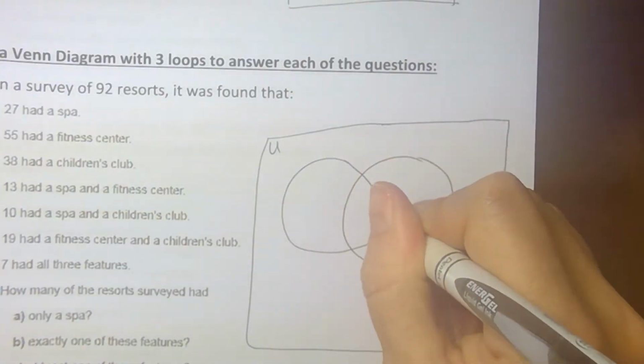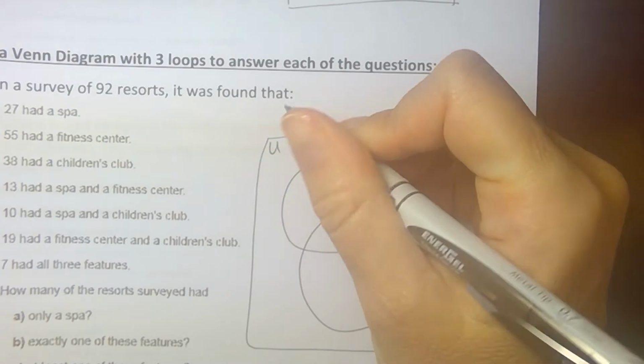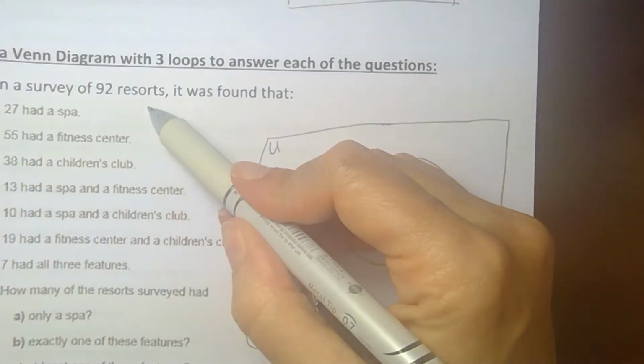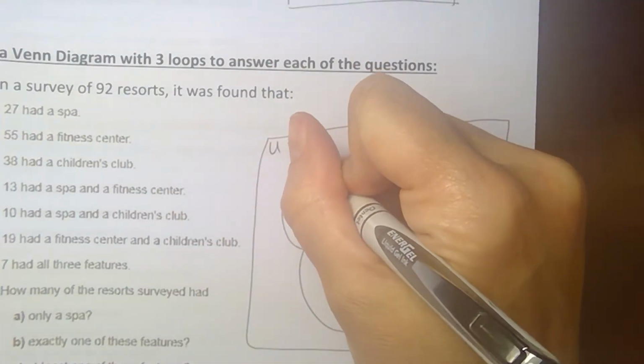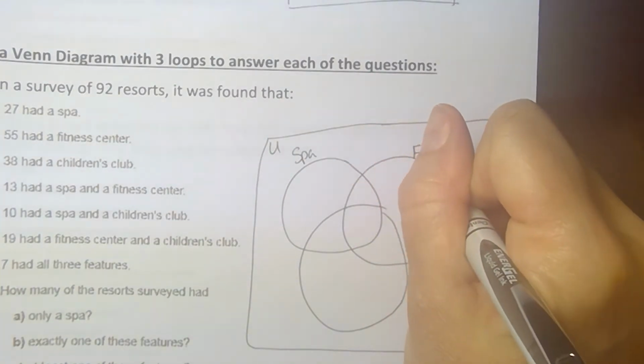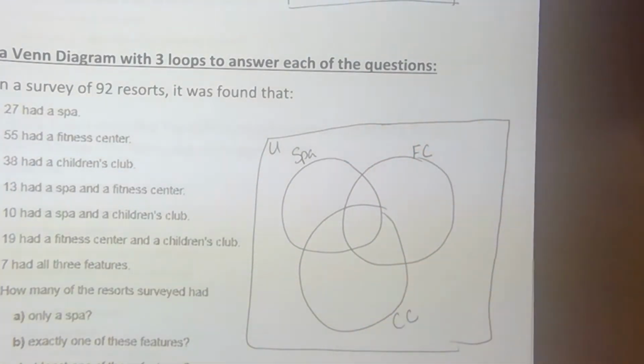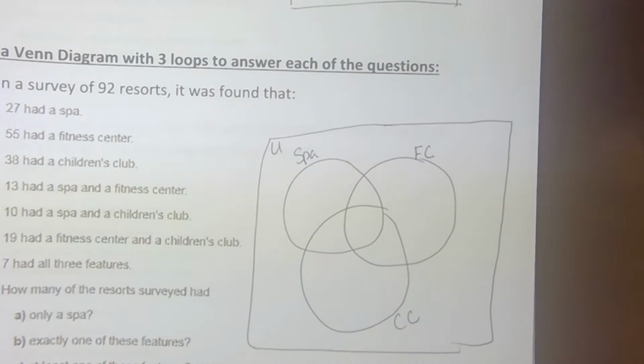For this first Venn diagram that I'm drawing, I see that I'm talking about resorts that have a spa, a fitness center, and a children's club. Those are my 3 loops: spa, fitness center, children's club. If you go left to right and then down, we'll all have them in the same order.